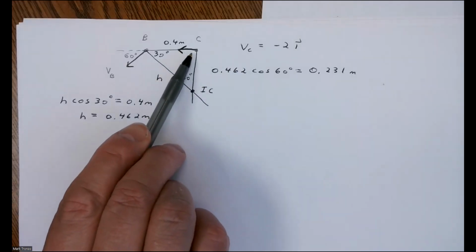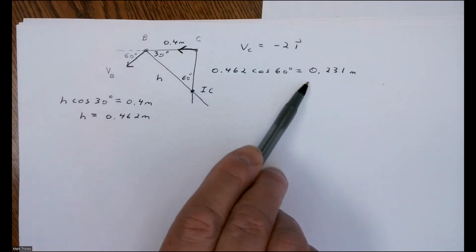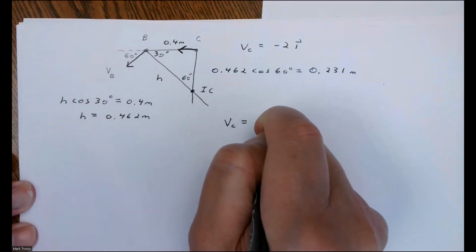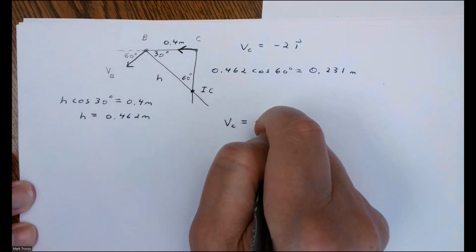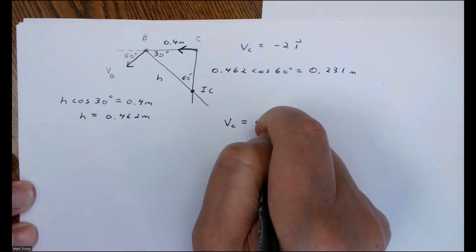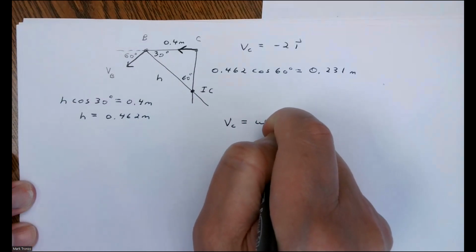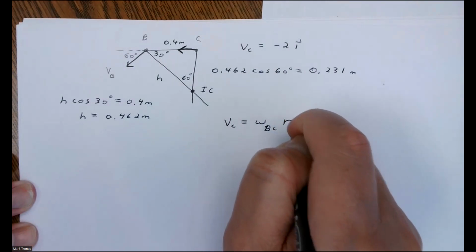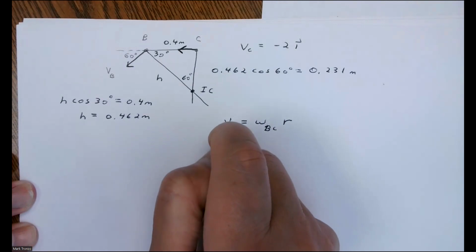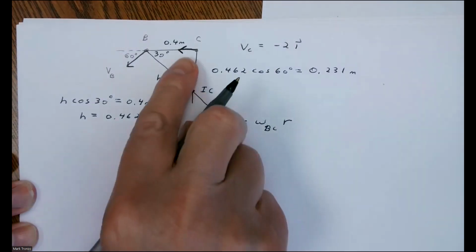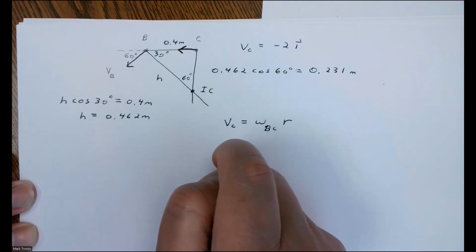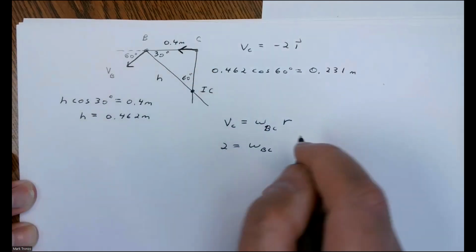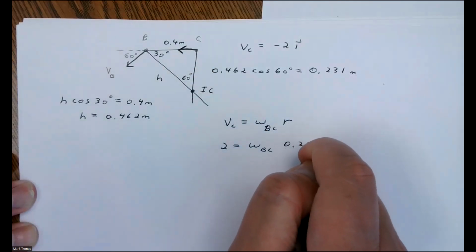We know the velocity of C here, and we know the radius. So the velocity of C has to be omega BC times the radius. And in this case, we know that this is 2. We'll keep track of the direction. So this is 2 equals omega BC times, we know this radius is 0.231.